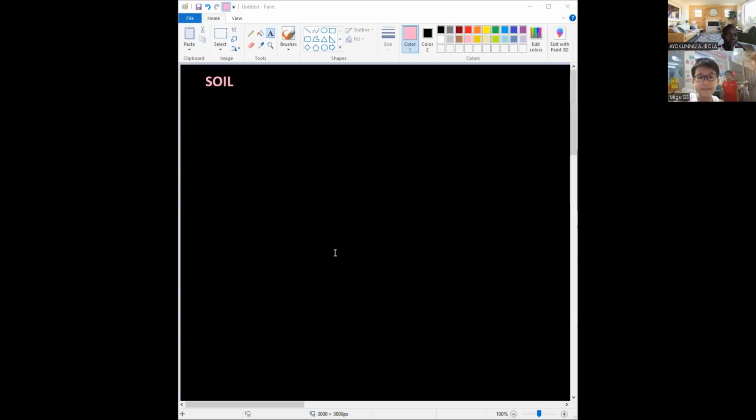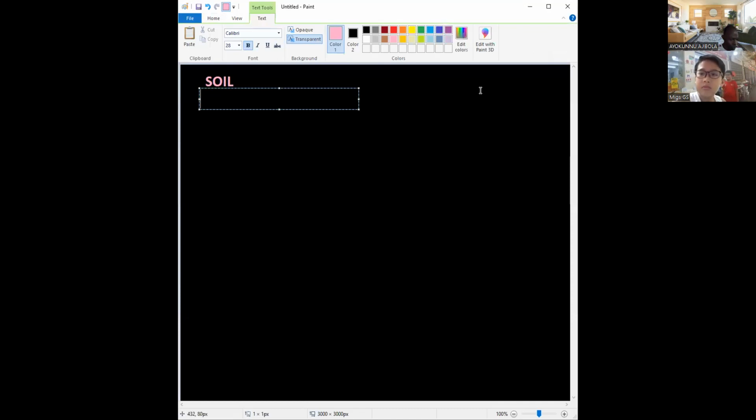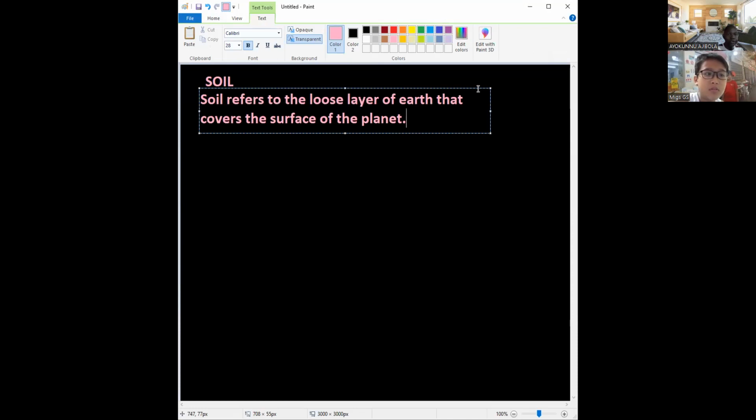We looked at soil, and we were able to define soil. We said soil refers to the loose layer that covers the surface of the planet, the loose layer of the earth. So we can quickly revise that. Soil refers to the loose layer of the earth that covers the surface of the planet.